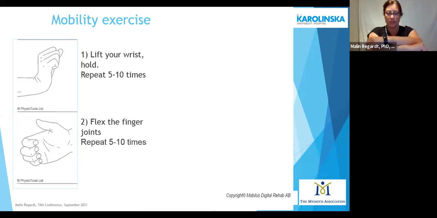Good. So let's take the other hand. You ready? You lift. And if it hurts a tiny little bit, if you can manage, it doesn't matter. It's not dangerous for you. Good. So that is the wrist.